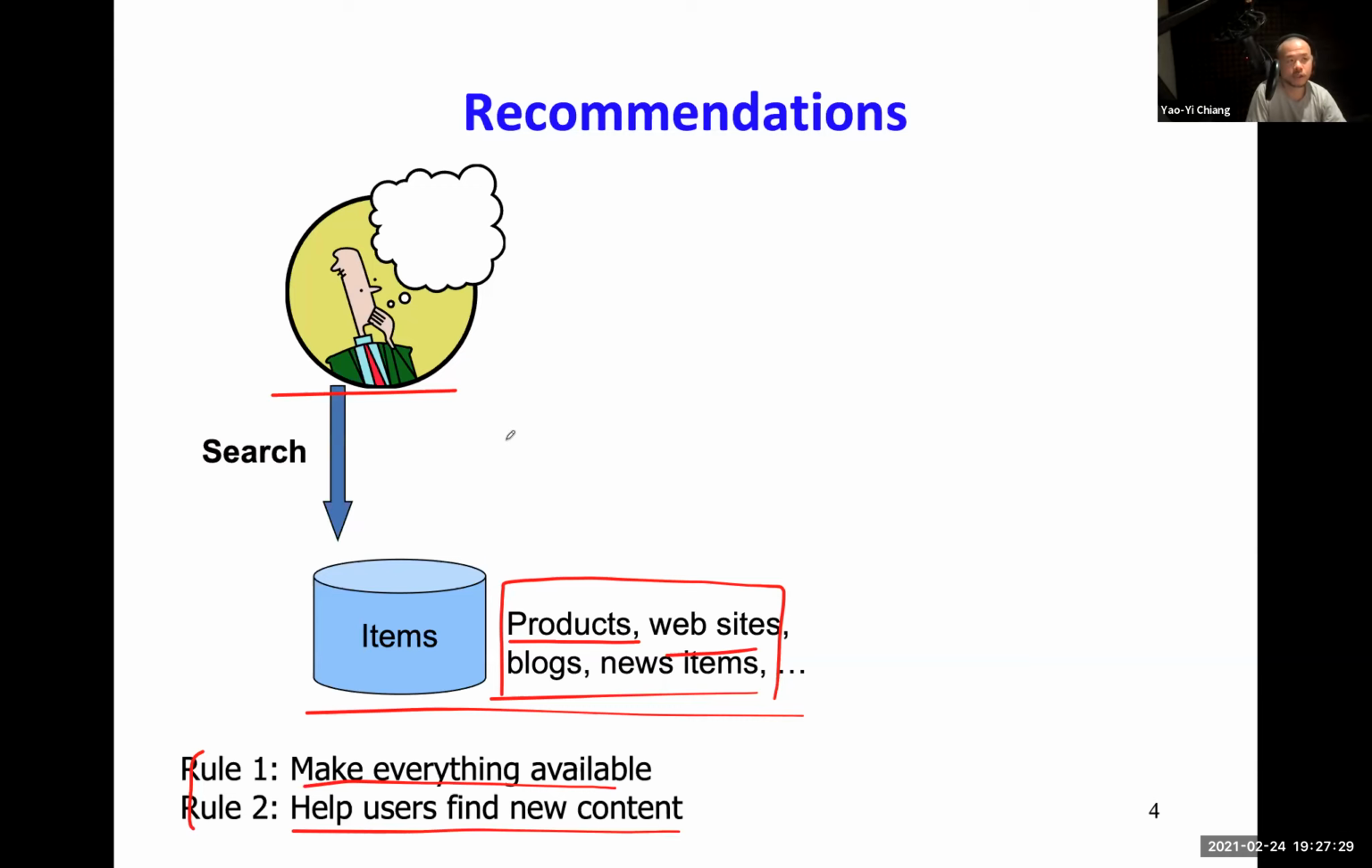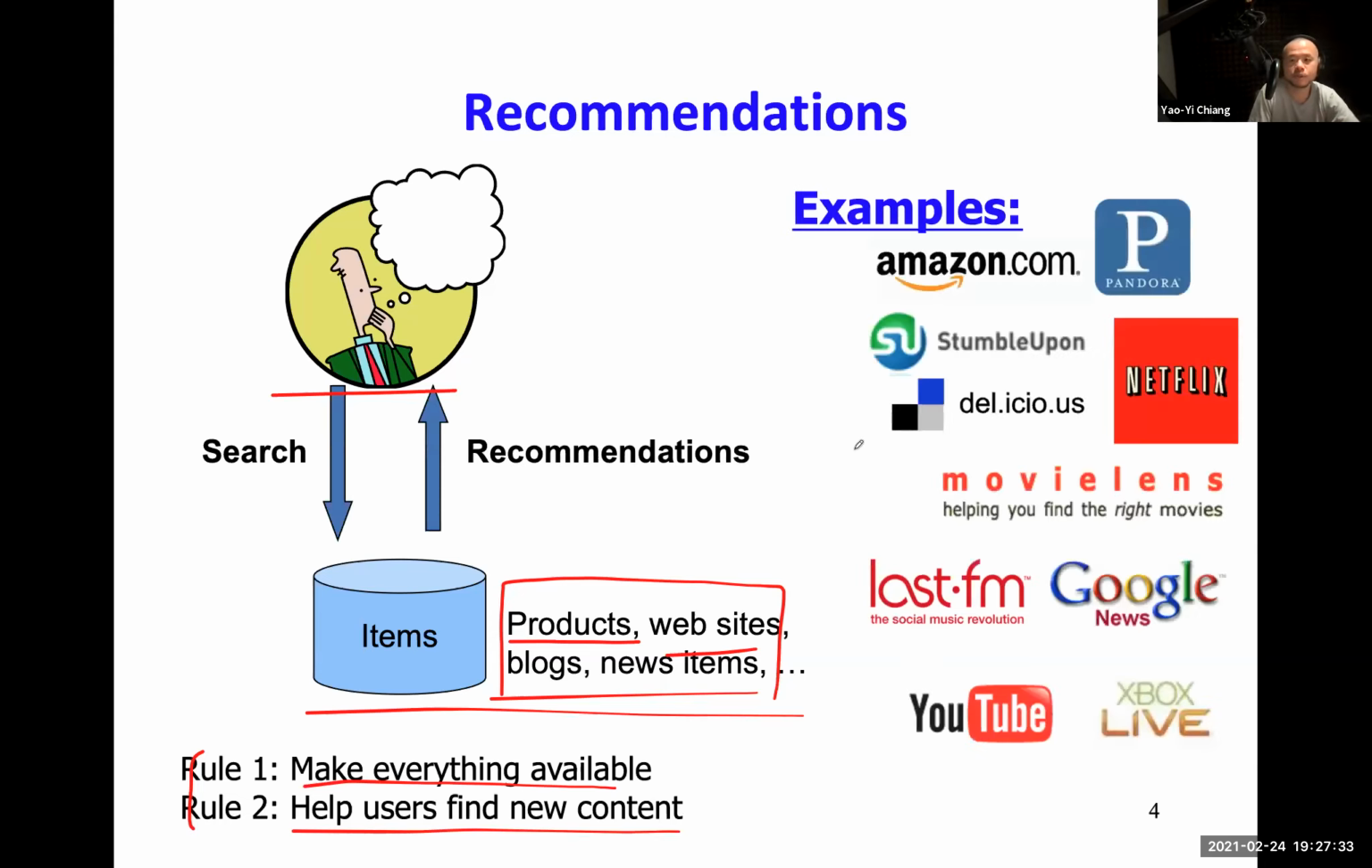Your customer searches for something, and we make some recommendations. Some examples would be Amazon, Netflix, MovieLens, music, YouTube, Google News, Xbox Live, and all that.